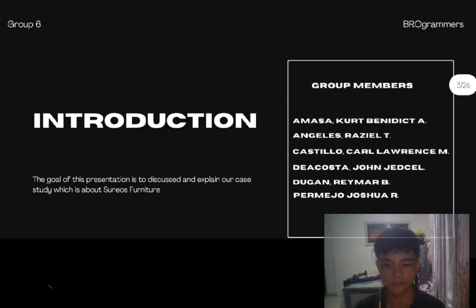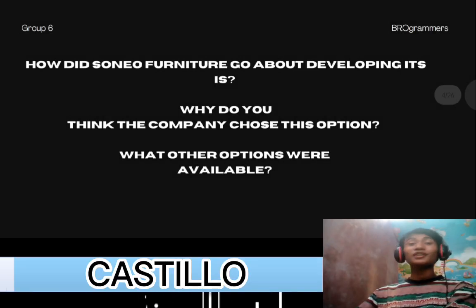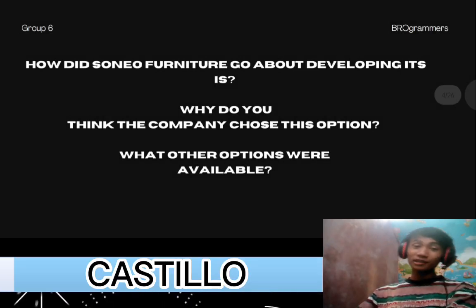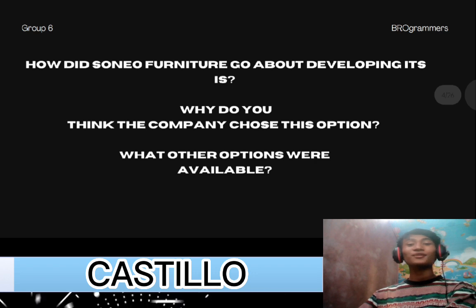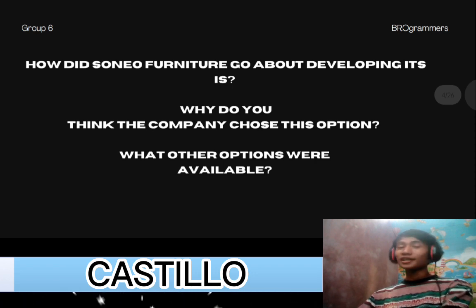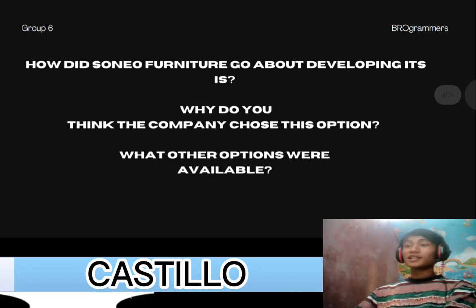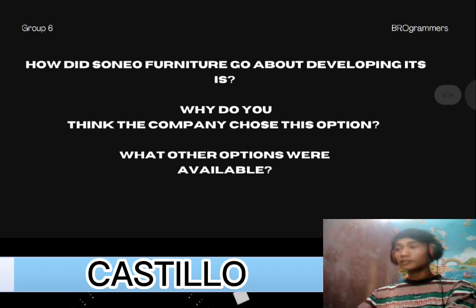Thank you. Hi, my name is Carl Lawrence M. Castillo and my student number is 1903009. So I am here to explain the letter A question, which is how did Sonia Furniture go about developing its IS? Why do you think the company chose this option? What other options were available?